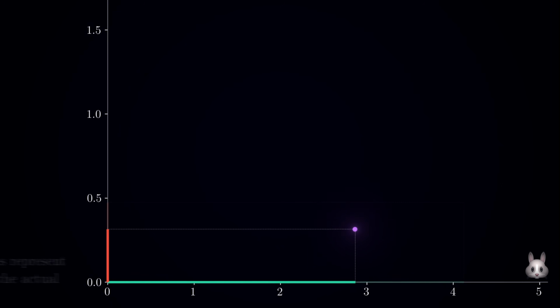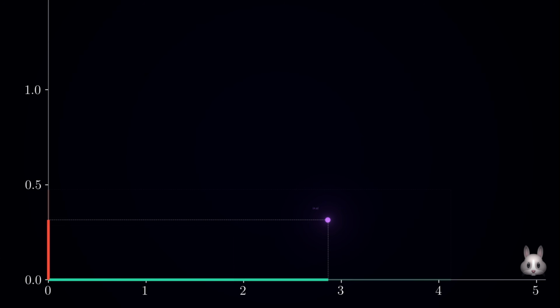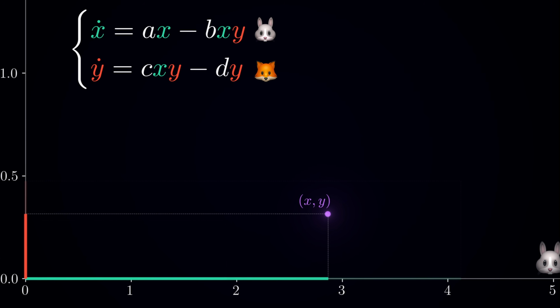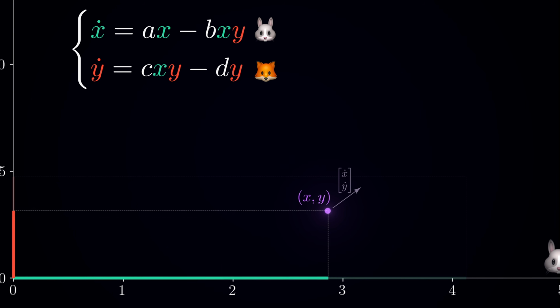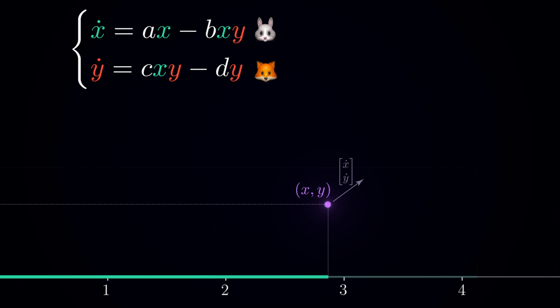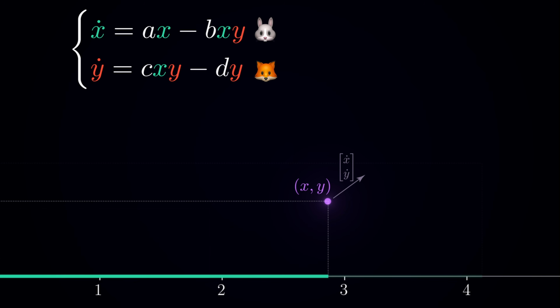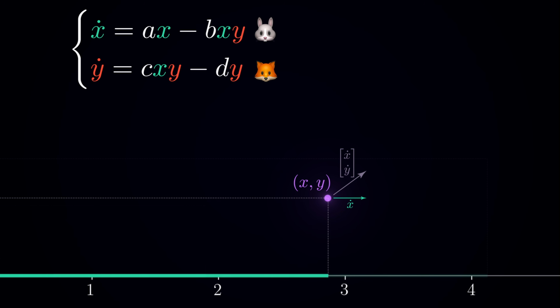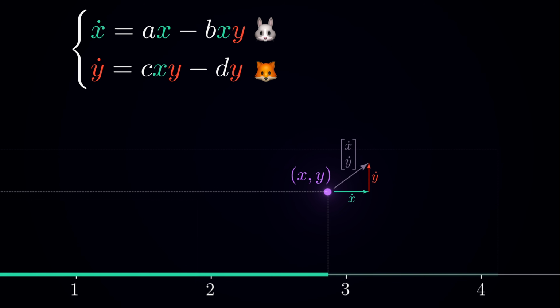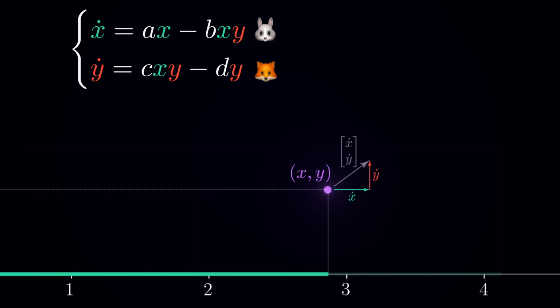In this phase space, each point has two corresponding rates of change, the instantaneous velocities of the rabbit and fox populations. We can represent these as vectors, little arrows coming from each point, with the horizontal component of the arrow given by the derivative of x and the vertical given by the derivative of y. This graphically shows the mapping between the system's state, xy coordinates, and its rates of change.